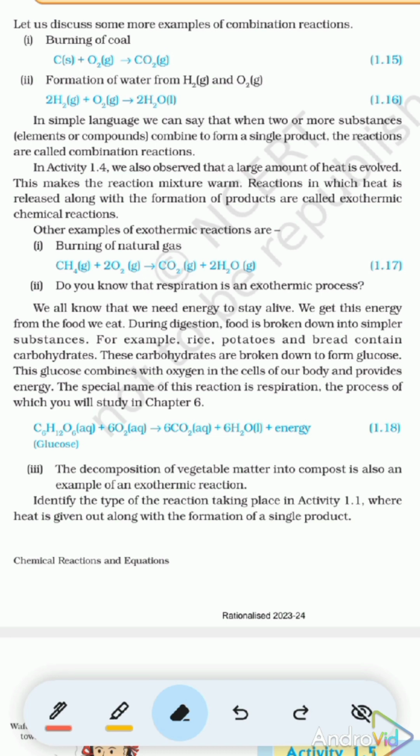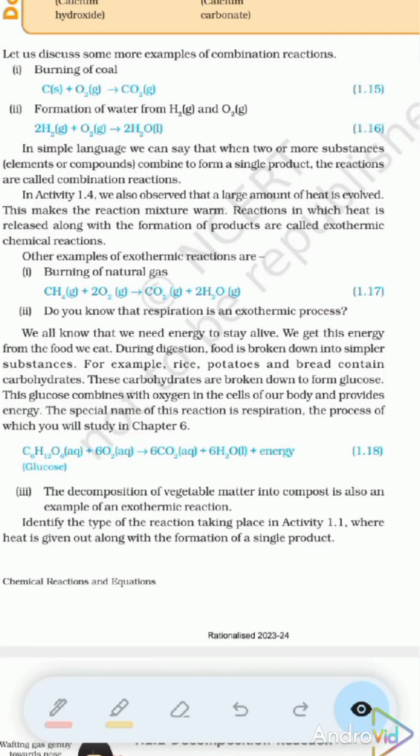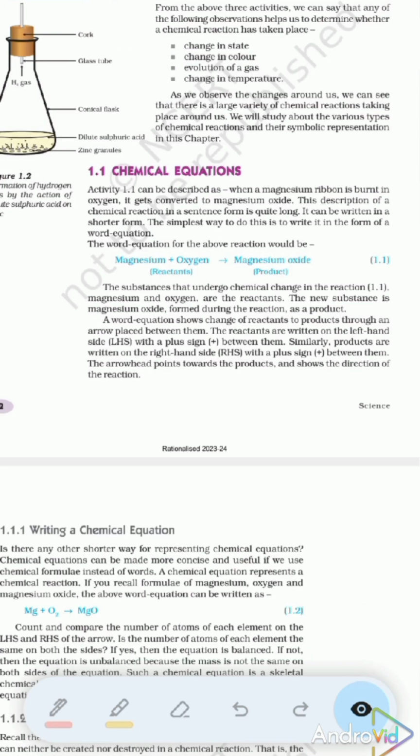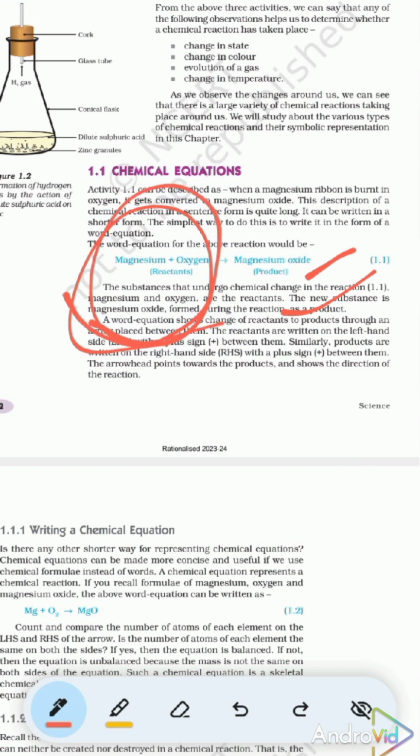Moving on, the third example is the decomposition of vegetable matter into compost, which is also an example of an exothermic reaction. Identify the type of reaction taking place in activity 1.1, where heat is given out along with the formation of a single product. In activity 1.1, magnesium reacts with oxygen to give magnesium oxide, and hence only one product is formed. That is, many reactants react to produce a single product. Hence, this is an example of a combination reaction.